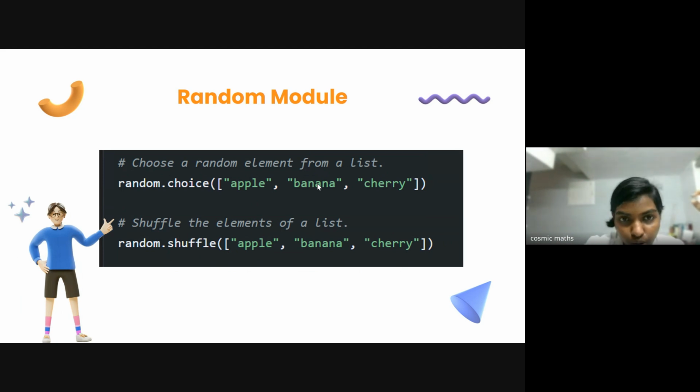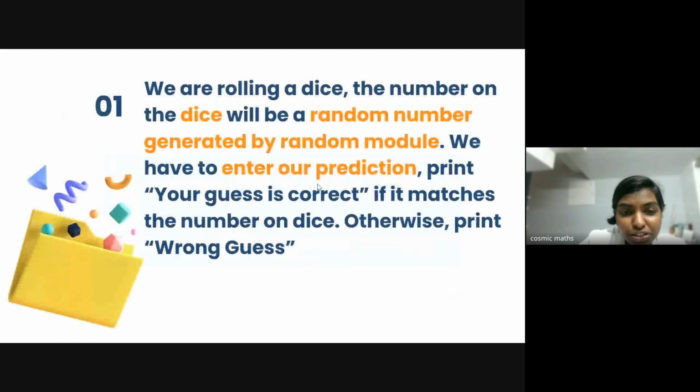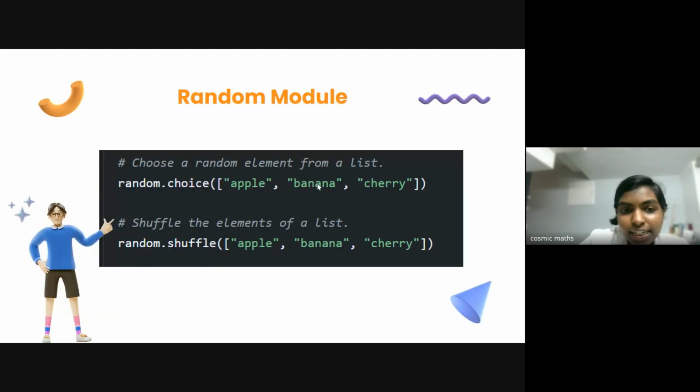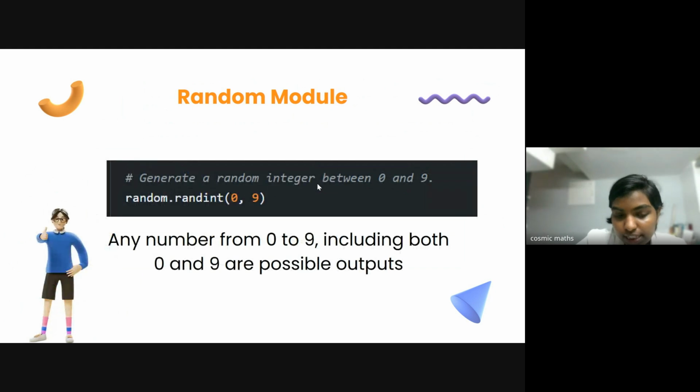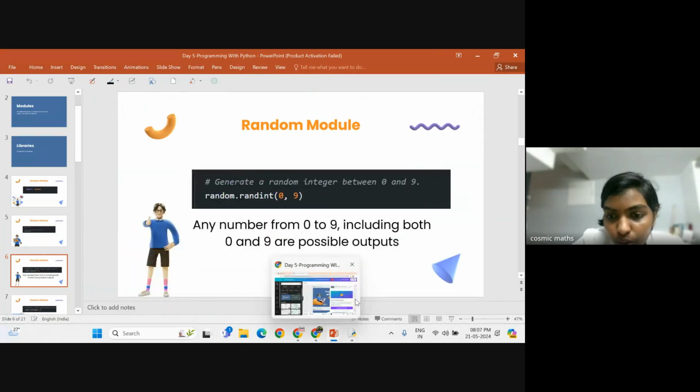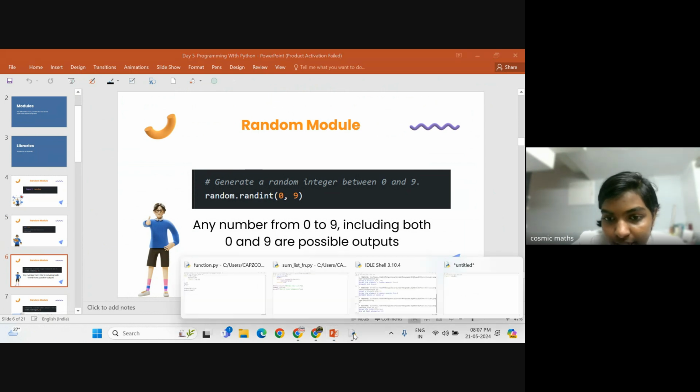You also have random dot choice, random dot shuffle. You don't have to memorize all of these commands. I'm just showing them to you. Whenever you need them, you can just Google them. We can do many fun things with this. Let me just run a few of these commands and show them to you guys.